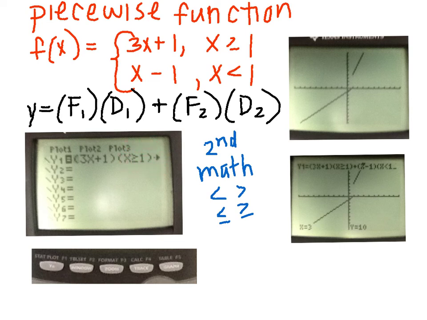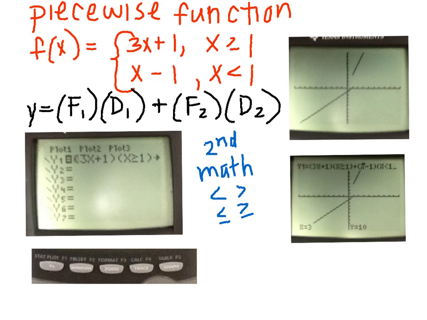Then I'm going to have to press the plus sign, put in the second function in parentheses, so I typed in x minus 1, and put this second domain in parentheses, which was x is less than 1. This is the picture of what the graph looks like. Now, some cool things we can do with this.